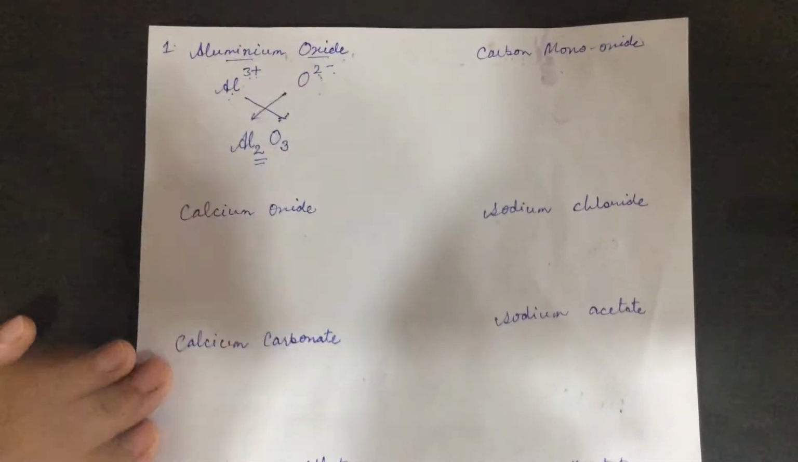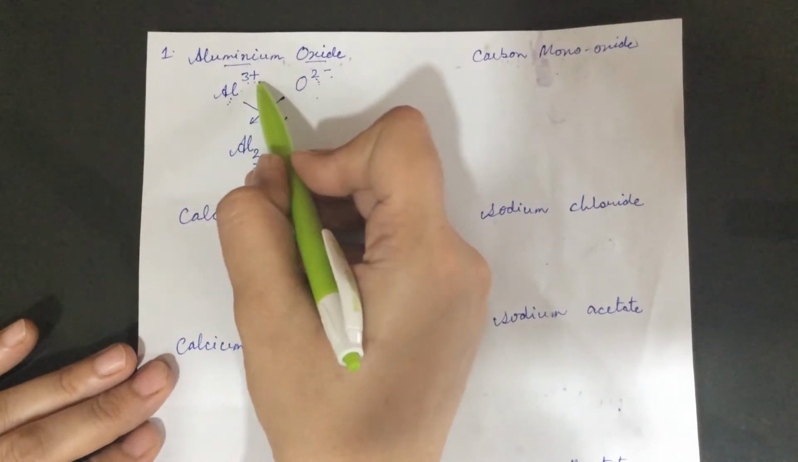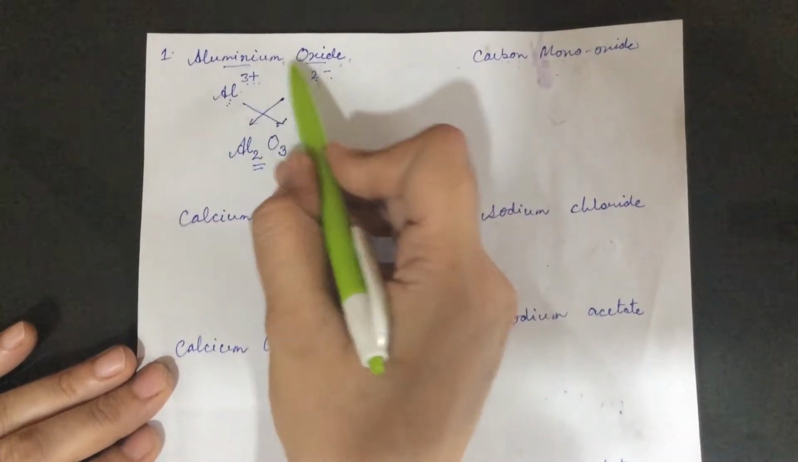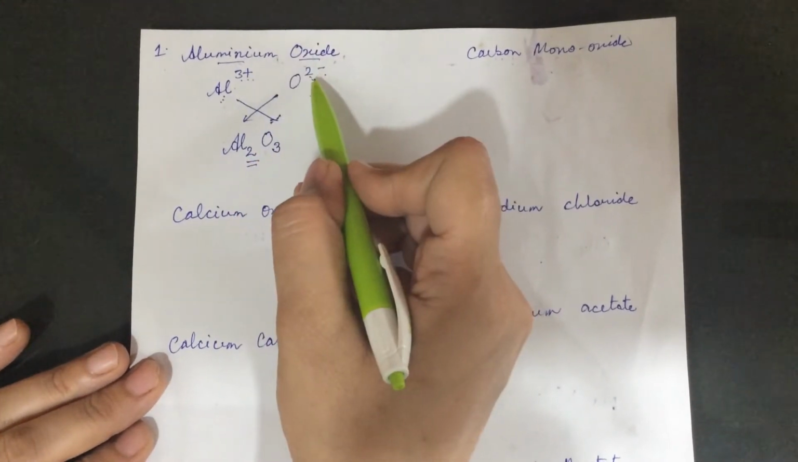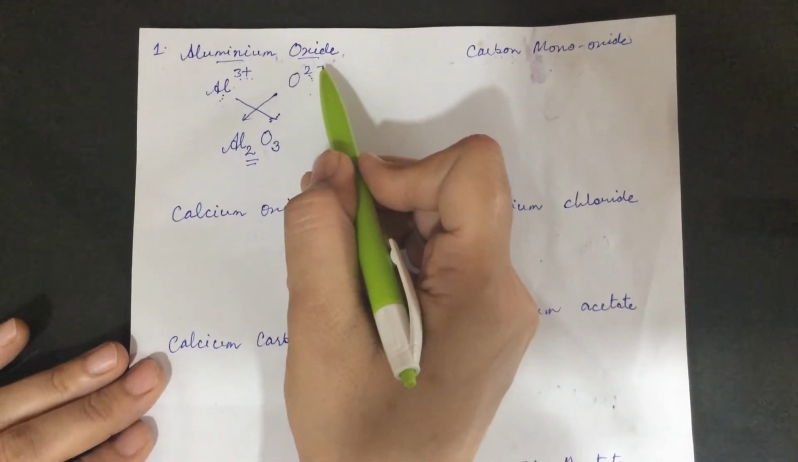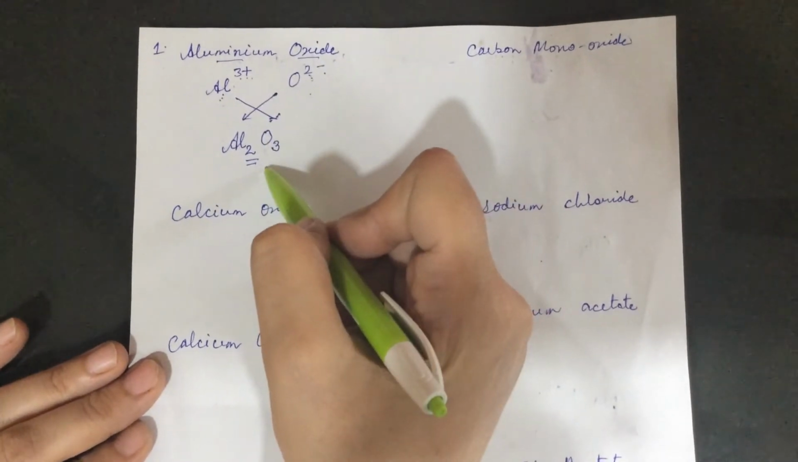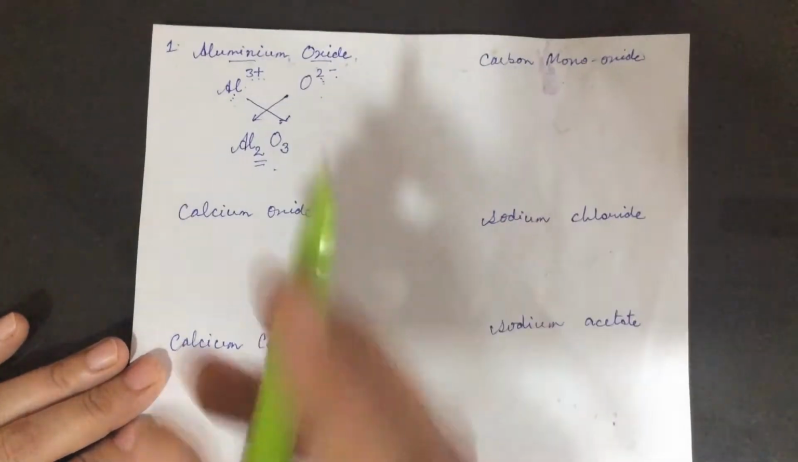But the very first thing is the symbol should be correct, the valency should be correct, and then we have to find a common factor between these two valencies, and after finding a common factor we have to divide these two numbers to reduce them to short form, and then we are going to write by using the crisscross method.